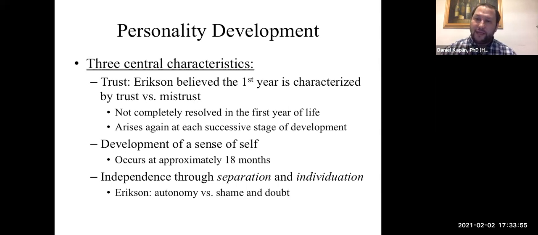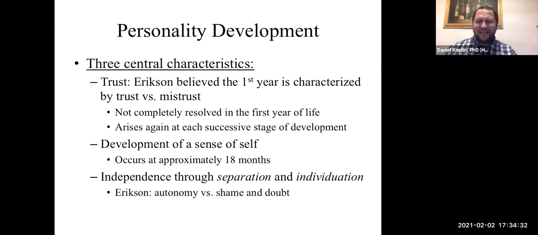If you view the world as a safe place and you view your caregivers as reliable or predictable, you're going to develop a sense of trust in the world around you. If you have unpredictable or inconsistent parents, you're going to develop mistrust in the world around you. Now, it's not completely resolved in the first year of life, but that is the crisis that is developing. Now, we start to develop a sense of self at about 18 months.